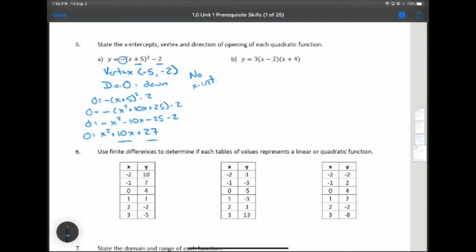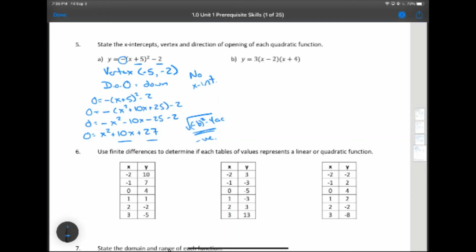And that's actually fairly easy to justify, because if you think of the quadratic formula, you've got the part in here with the b squared minus 4ac. And that's going to give us 10 squared, which is 100, minus 4 times 1 times 27, which is more than 100. So that ends up being a negative value, and you can't take the root of a negative number. So no x-intercepts.